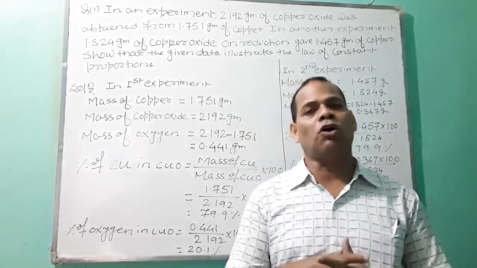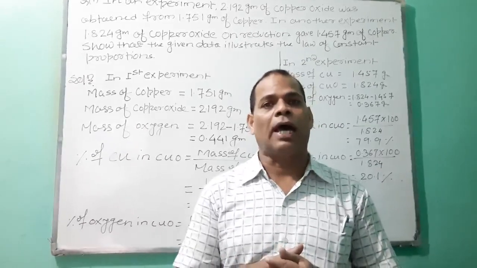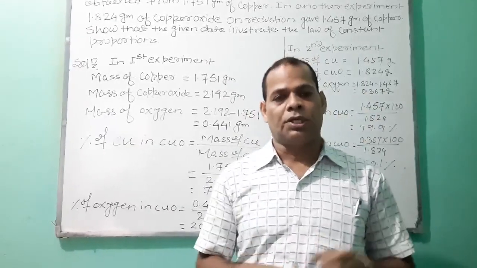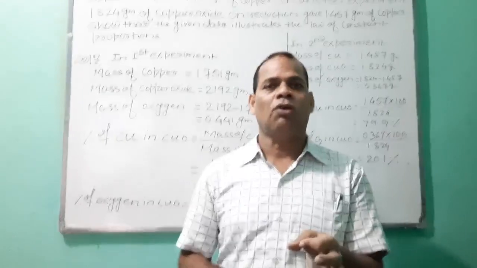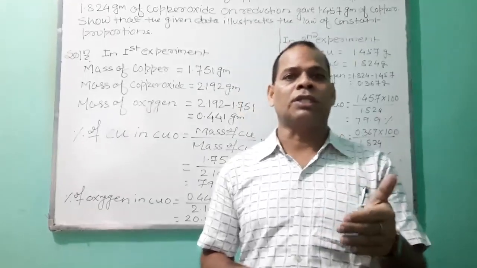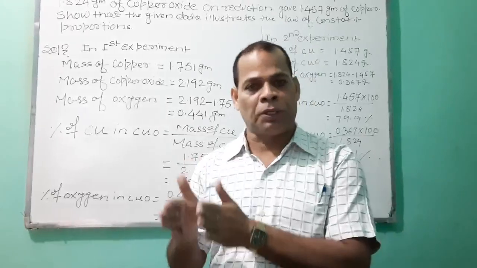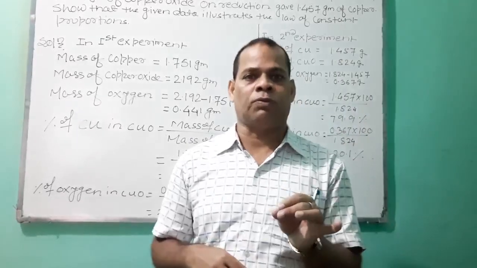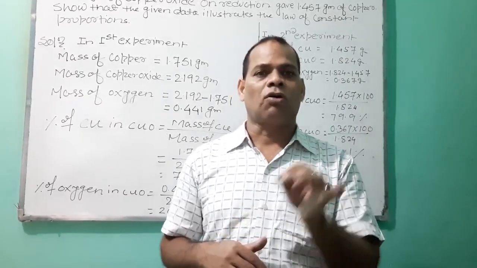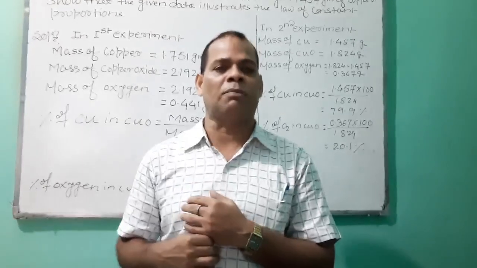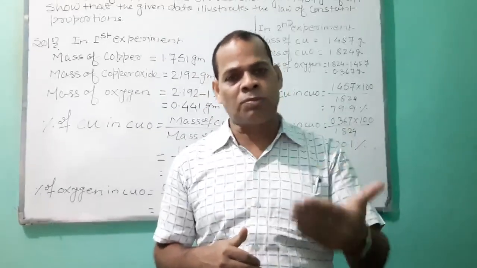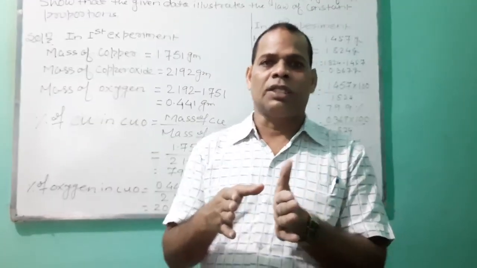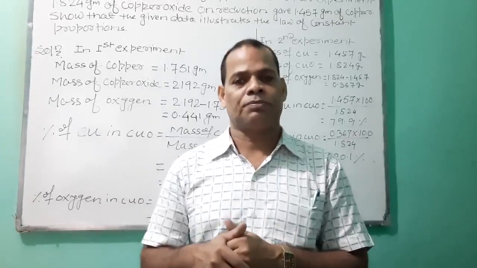A chemical compound always consists of the same elements combined together in a definite proportion by mass, irrespective of the method or the source through which it is obtained or prepared.